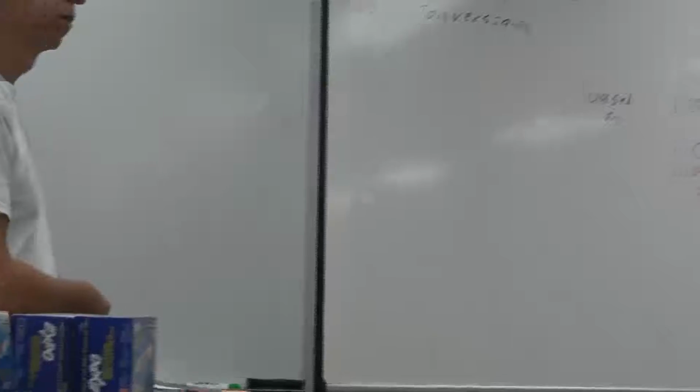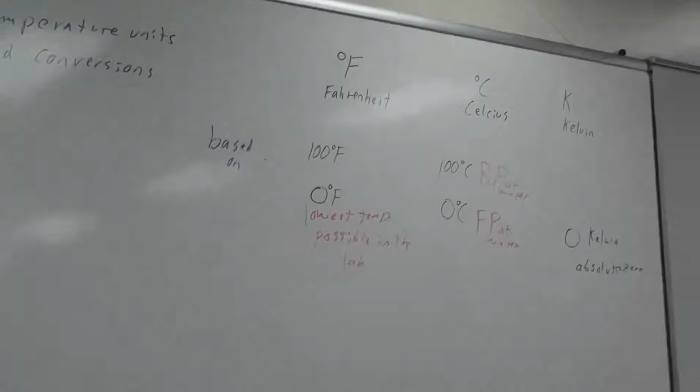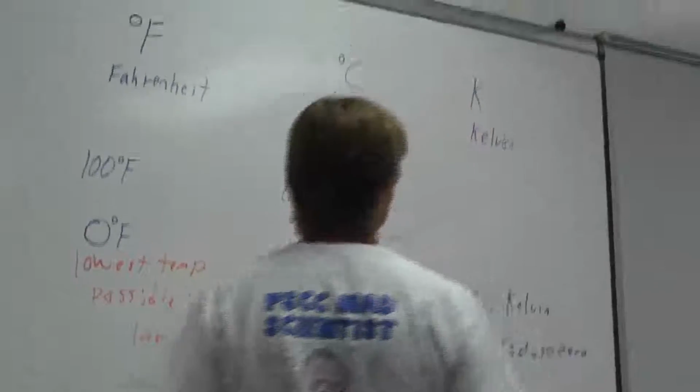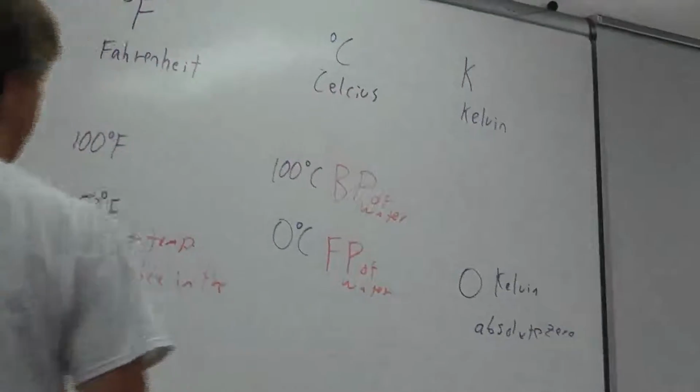And you can't have negative numbers on the Kelvin scale. That's why it's called absolute zero. There's no going beyond zero, because you can't have less motion than zero motion, correct? Therefore, absolute zero is the defining point. There are no negative numbers on that scale.